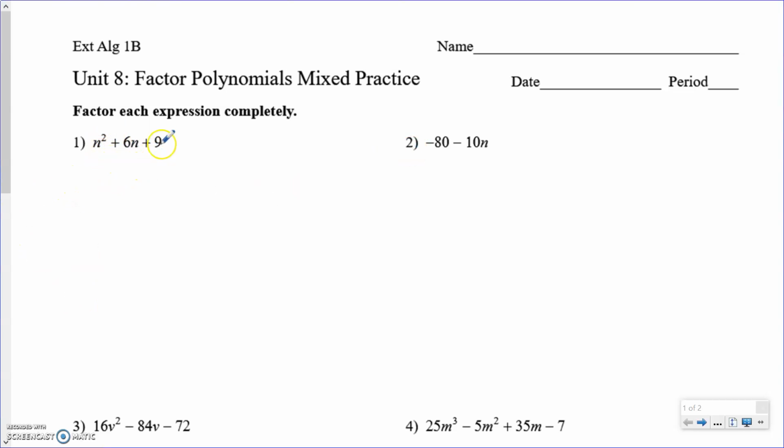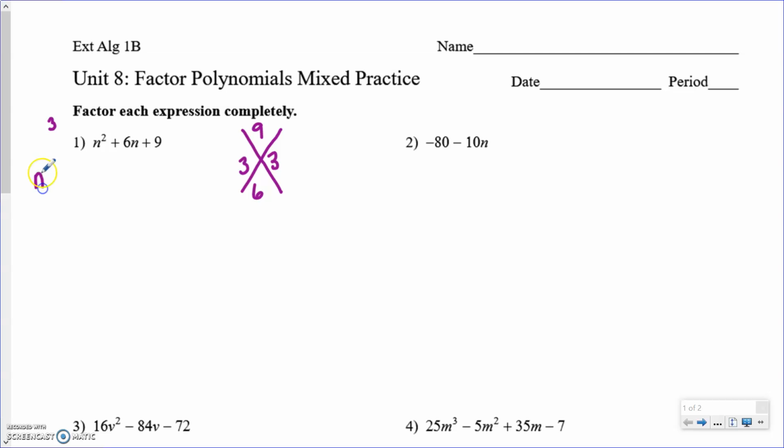So first step is always to check to see if you have a GCF. Because there's not an n here, and then there's not a number here, I don't have a GCF. Then I need to see how many terms we have. There's 3 terms here. So whenever you see 3 terms, we're going to do an x factor. So 1 times 9 goes on the top, 6 goes on the bottom. I need 2 numbers that multiply to give me 9 and add up to 6. So I'm going to use 3 and 3.